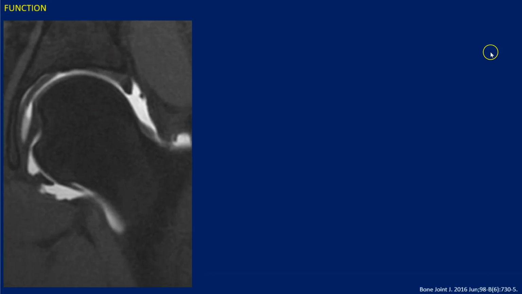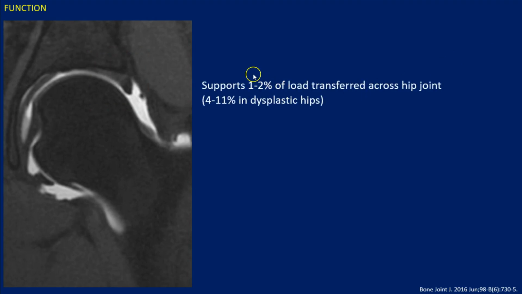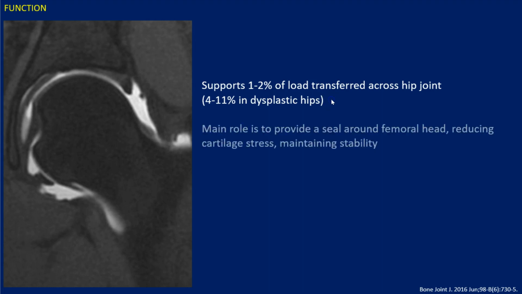The function of the acetabular labrum is as follows. First, the acetabular labrum does not participate much in load transfer through the hip joint. Only 1 to 2% of load is borne by the acetabular labrum with normal activity. This can get up to 11% in hips that are dysplastic, but nonetheless, a low amount of load transfers across the hip joint through the acetabular labrum.